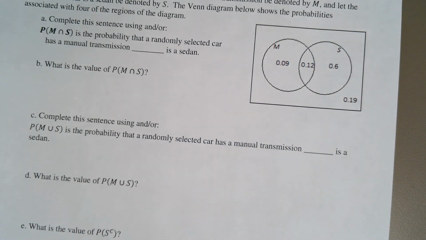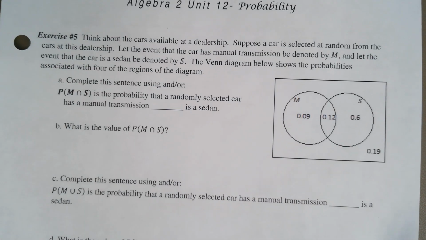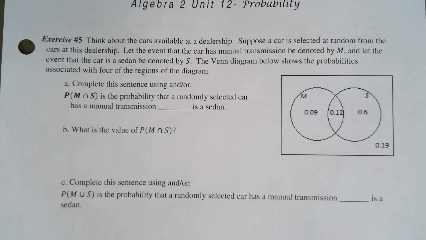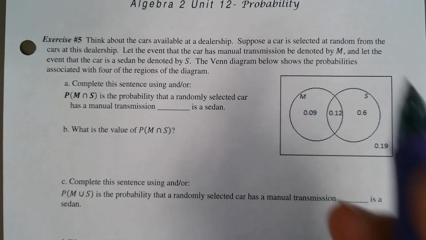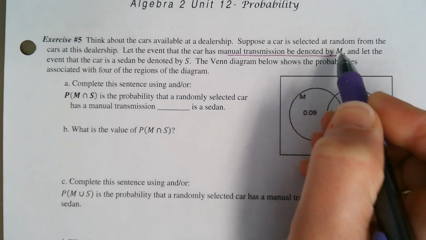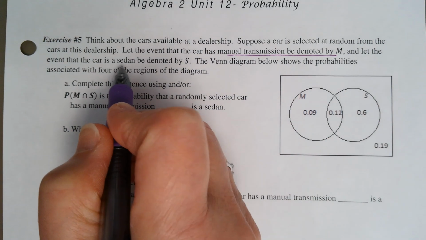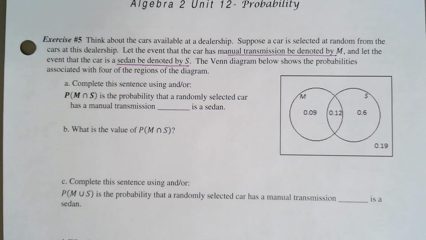Next, think about cars available at a dealership. Suppose a car is selected at random from the cars at a dealership. Let the event that the car has a manual transmission be denoted M. Let the event the car is a sedan be denoted by S. The Venn diagram below shows the probabilities.